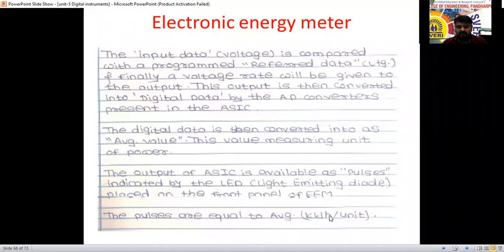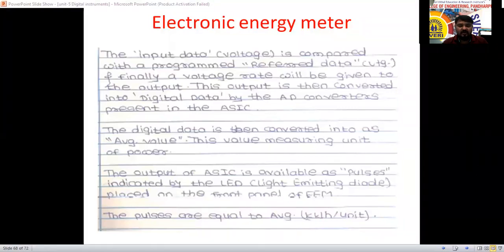Anyone? LCD long form? Nobody is using LCD now, but earlier there was LCD. Now everything is liquid crystal display. Which one? Liquid crystal display. Very good. The LCD is not a diode. It is a display.